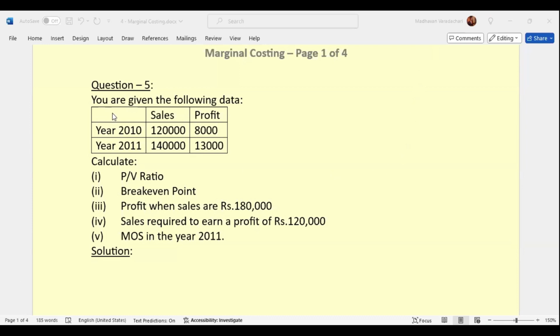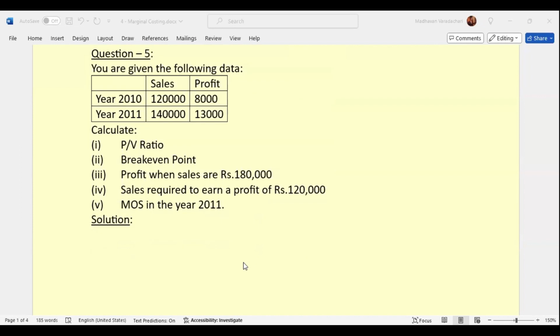Question number 5. You are given the following data for 2 years, 2010 and 2011, sales as well as profit. We are supposed to calculate PV ratio, break-even point, profit when sales are rupees 1,80,000 and sales required to earn a profit of rupees 1,20,000. Finally, we have to find the margin of safety in the year 2011.